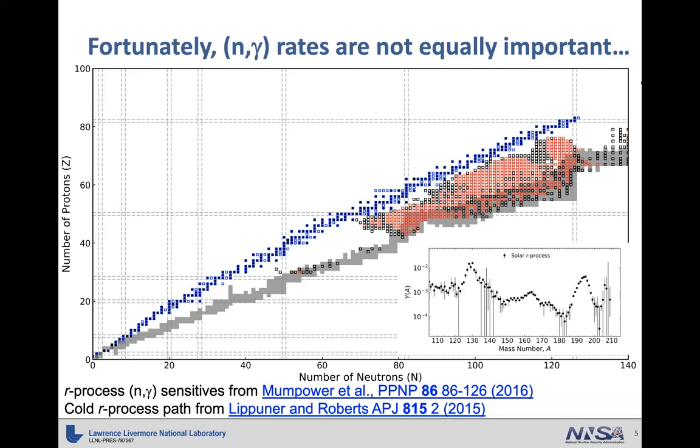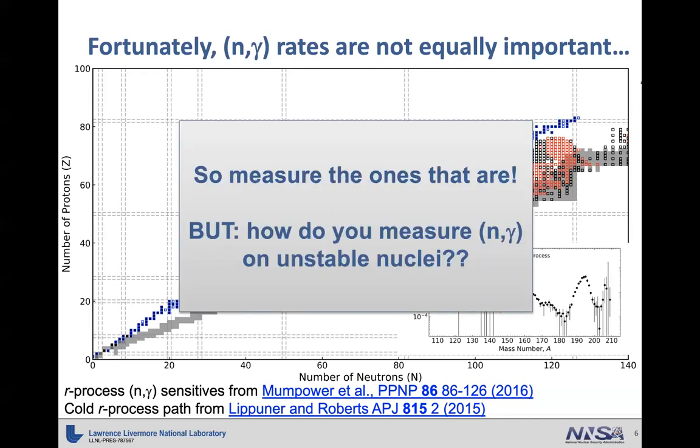So not all neutron capture rates are important, but we still have to come up with a way to measure them. And we should, guided by sensitivity, measure the neutron capture rates that are interesting. But we're still faced with the problem because we can't measure neutron capture on unstable nuclei. And the reason we can't do that is that typically the nuclei for which we're interested in the neutron capture cross sections are too unstable to make into targets. So we can't make direct measurements.